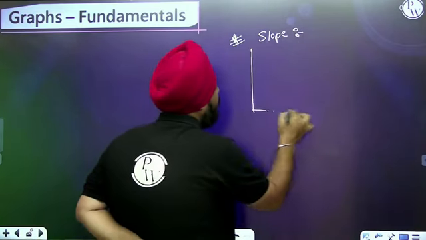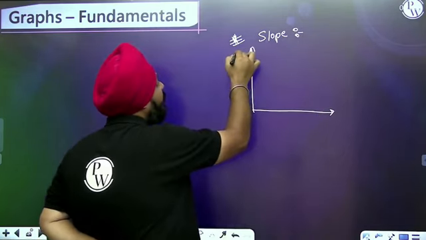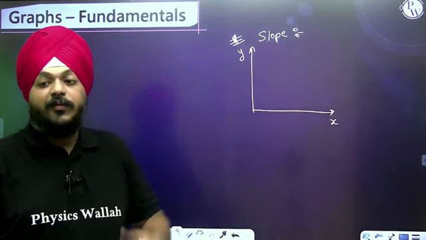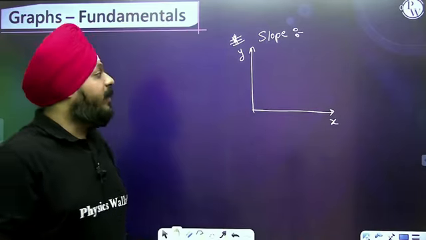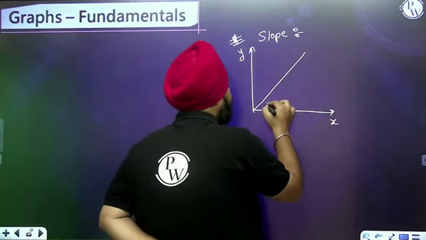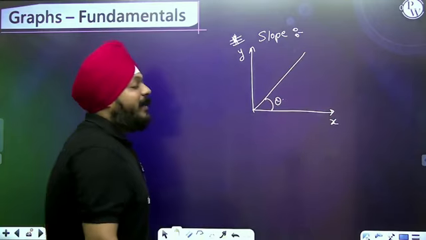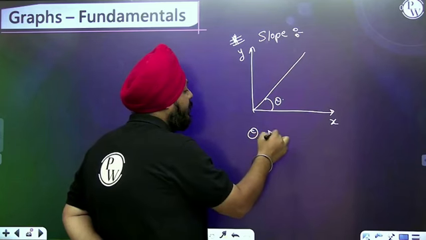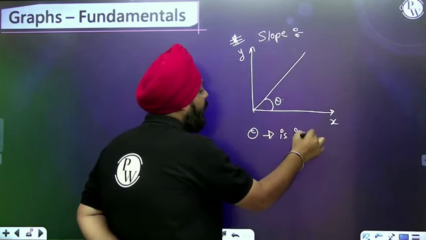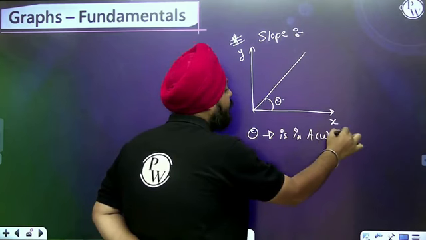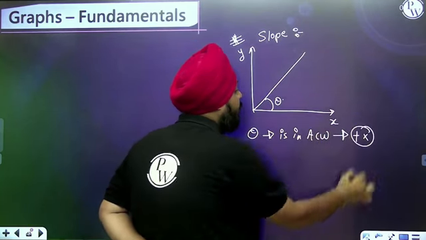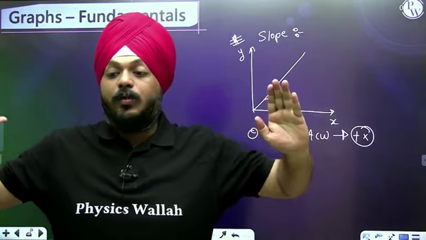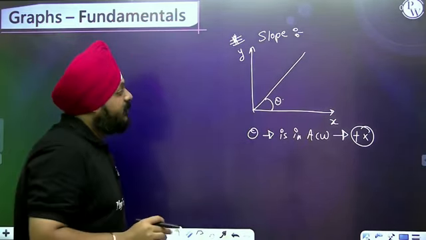suppose here we are having a graph. On the y-axis we are having any physical quantity. On the x-axis we are having another physical quantity. Now the graph is a straight line subtending theta. This theta is in the anti-clockwise direction with respect to the positive x-axis.